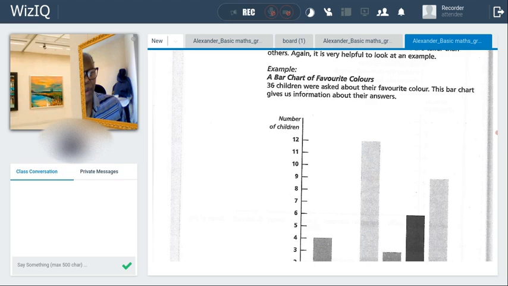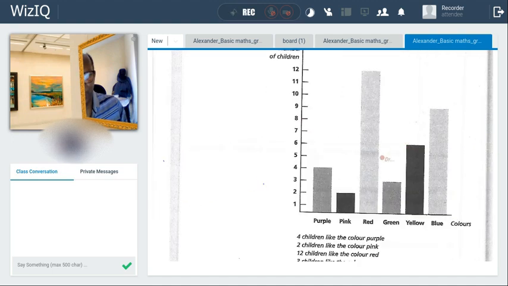So the bar charts, obviously, you're going to have bars, as the name suggests. The bars themselves don't represent anything in terms of thickness. It's the height of the bars which is more important. And also you need labeling, where they are labeled.